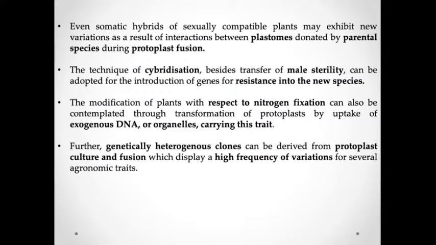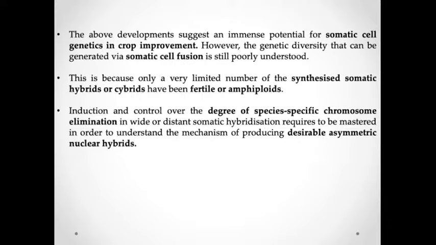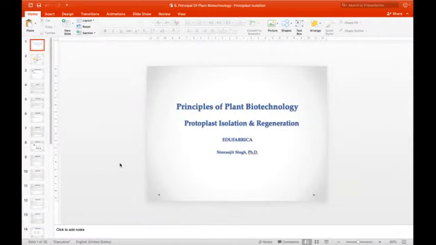Indeed, these genetically heterogeneous clones can be derived from protoplast fusion culture, which displays a high frequency of variation for several agronomical traits, and induction and control over the degree of specific chromosome elimination in a wide range of hybridization are possible. So that's it for this lecture. That was something to tell you about basically how cybrids are produced.